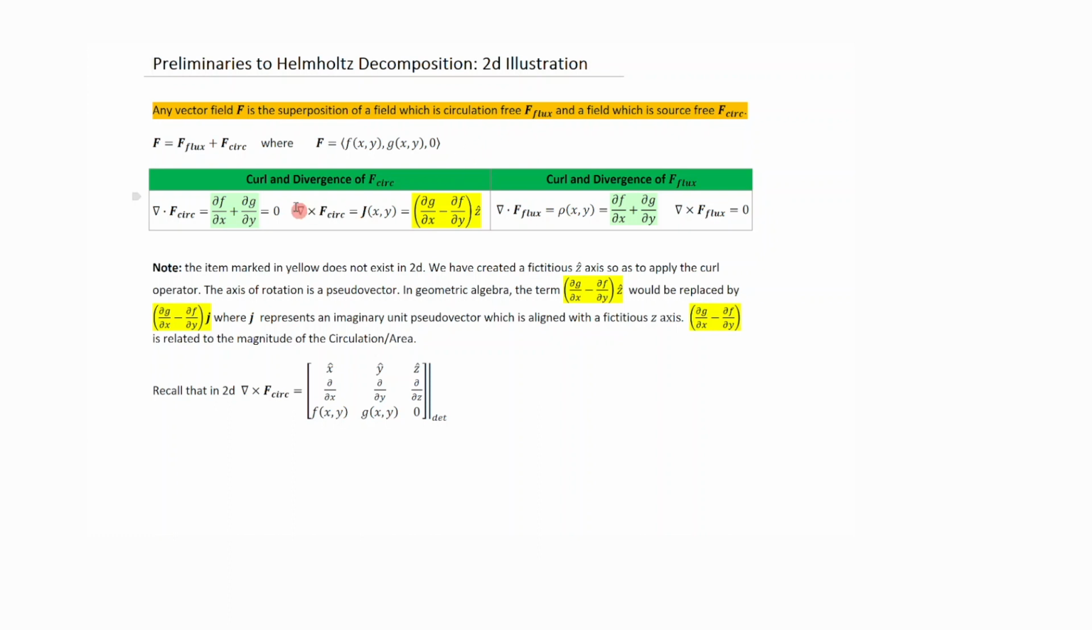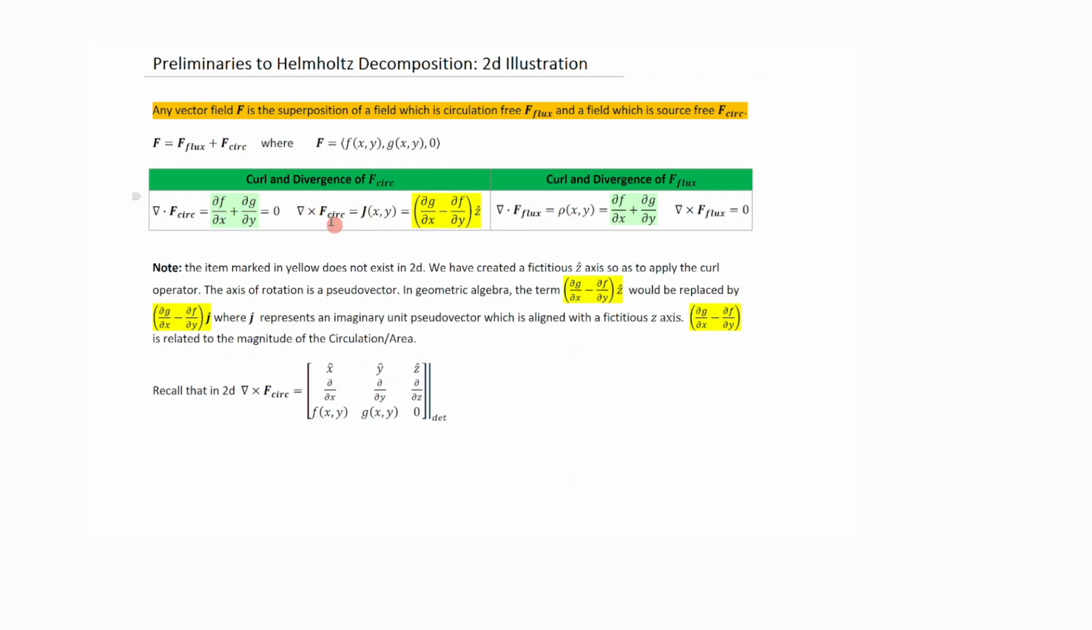Alright, so if we were to take the curl and divergence of F circulation, which is what I've done here, I take the divergence of the circulation component. If I do that, basically the divergence operation involves taking the derivative with respect to x for F_x and with respect to y for F_y. But because we're dealing here with circulation, the divergence will be equal to 0. On the other hand, the curl will be non-zero, and we give it a separate designation. We said it's a new vector field, J_z of x, y.